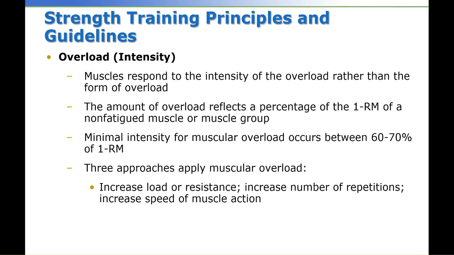The amount of overload reflects the percentage of one rep max. Minimal intensity of muscular overload occurs between 60 to 70% of one rep max. Three approaches apply to this muscular overload: you have an increase in load or resistance, or an increase in reps keeping the load the same, let's say weight the same, or increasing the speed of the muscle action, how fast you're doing that action.